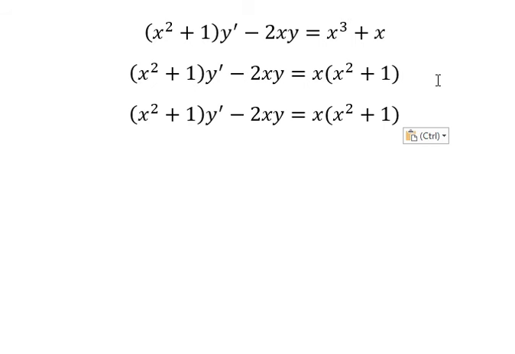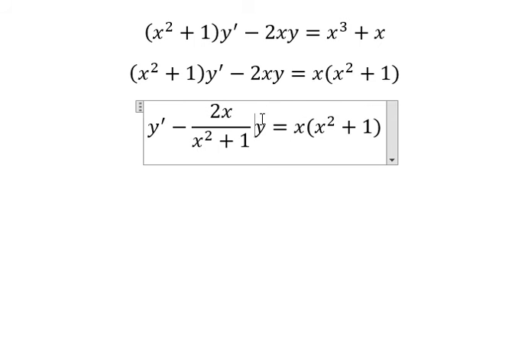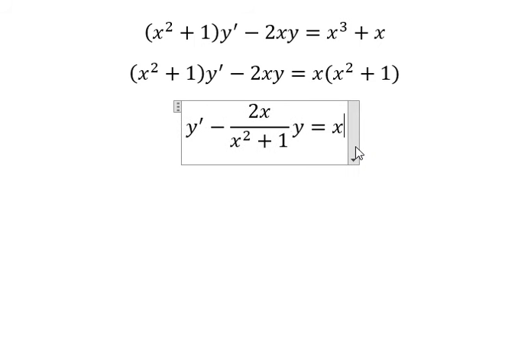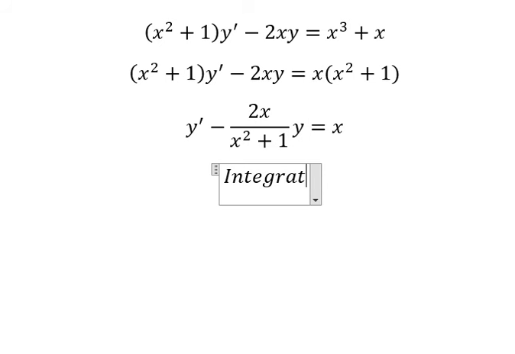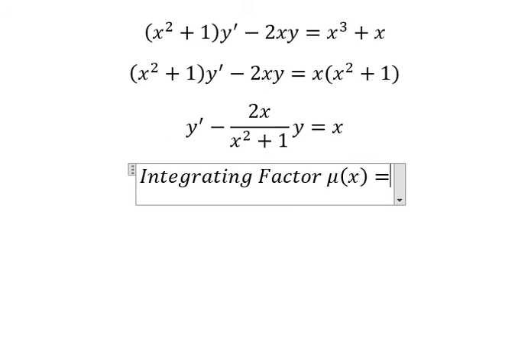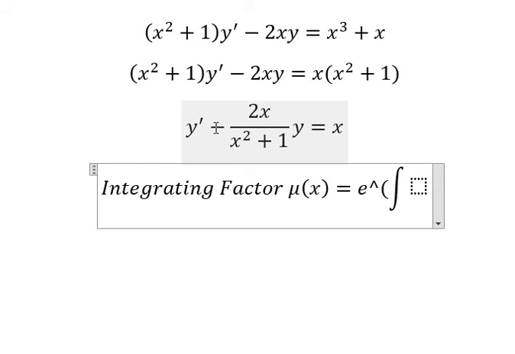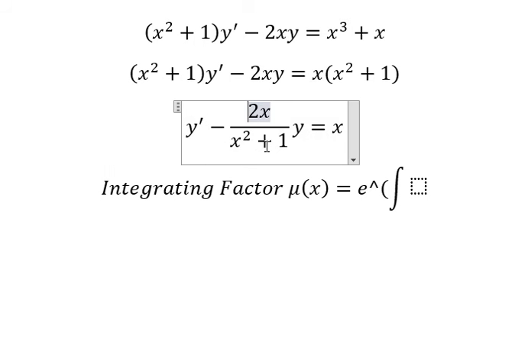Next, we divide both sides by s squared plus 1. Next, we have the original function and the first derivative of the function. We can use an integrating factor. So we will use mu of s equals e to the power of the integration of negative 2s over s squared plus 1.